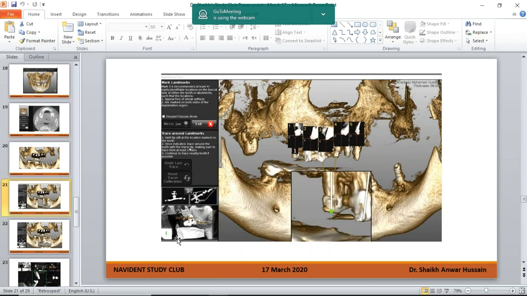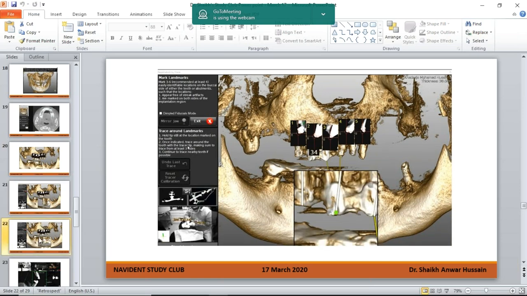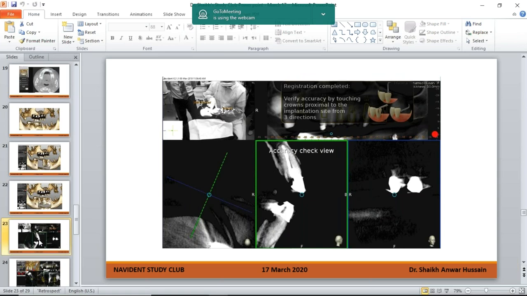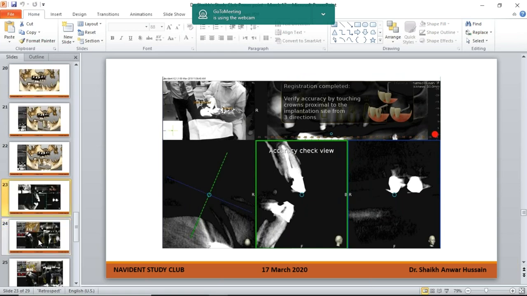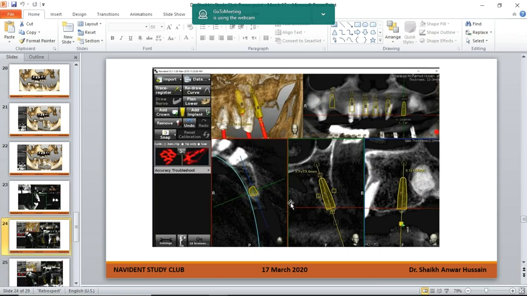Subsequently, this is the snapshot of the tracing going on. One tooth, second tooth, etc. Then the accuracy check of the tracing, which I believe was very good. And then this is the snapshot of the planned implants, which I had done prior to starting the Navident.